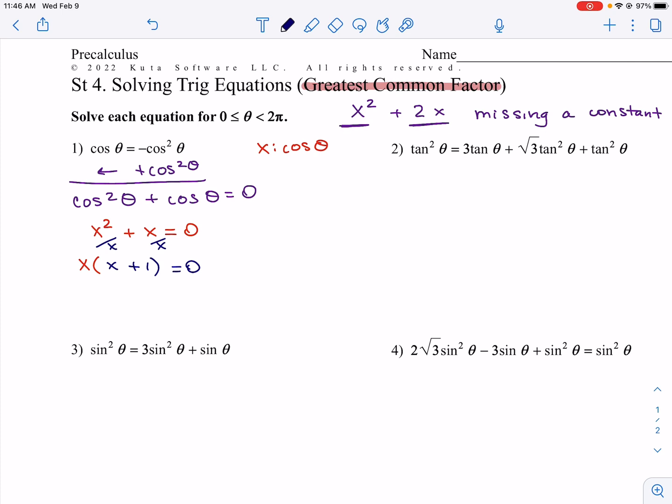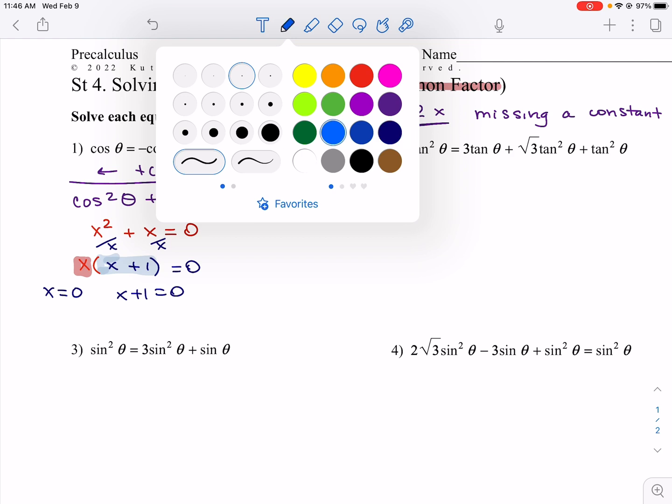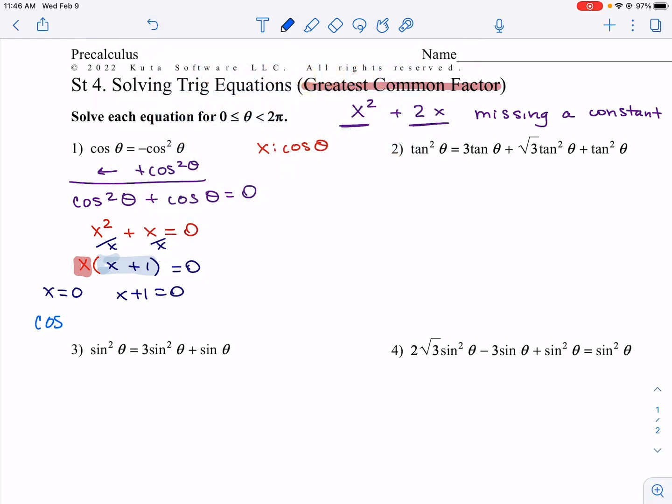Once here, you want to take both the GCF and the binomial and set them equal to 0. So you would have x equals 0 and x plus 1 equals 0. Then use your substitution to sub back in that cosine. So we have cosine theta equals 0, and then cosine theta plus 1 equal to 0. That one we do have to solve, so we would be looking at cosine theta equals -1.